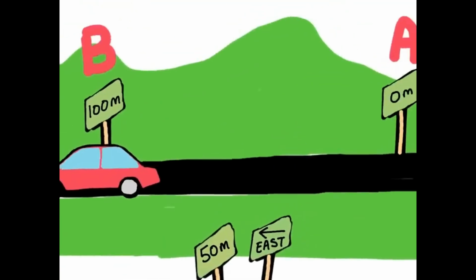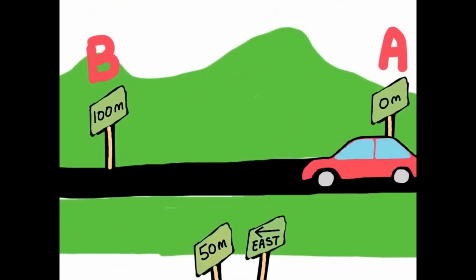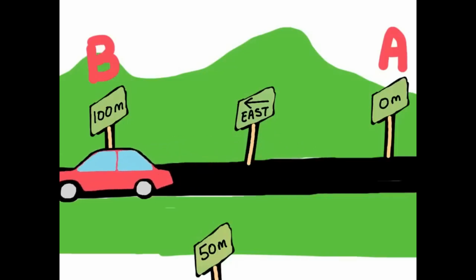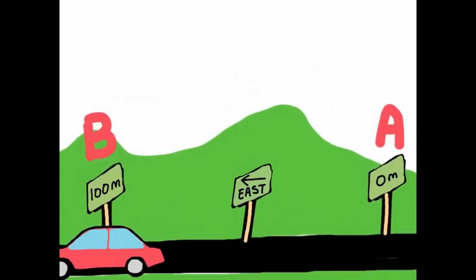Now let's go back to this example and add another road sign here. Let's bring this one in so we have a direction. Now if the car again traveled from point A to point B, we could say that it traveled a distance of 100 meters, but we can add in another part of this measurement. We could say it traveled 100 meters to the east. And this is actually a displacement rather than a distance. The difference is that we're including a direction this time around.